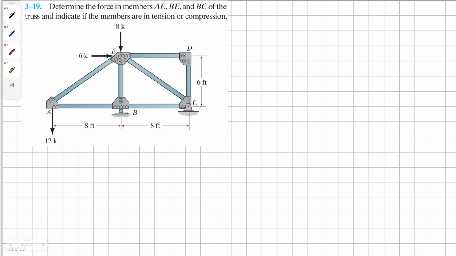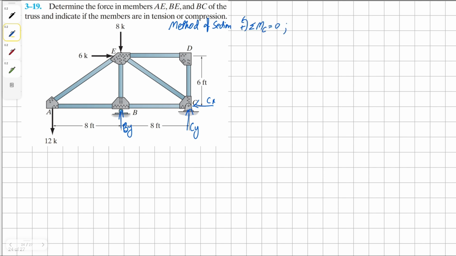Determine the force in member AE, BE, and BC of the truss and indicate if the members are in tension or compression. To solve this problem, we're going to use method of sections. Let's begin by finding the external reaction forces of this truss. So we're going to have one at the roller and another one at pin connection C.